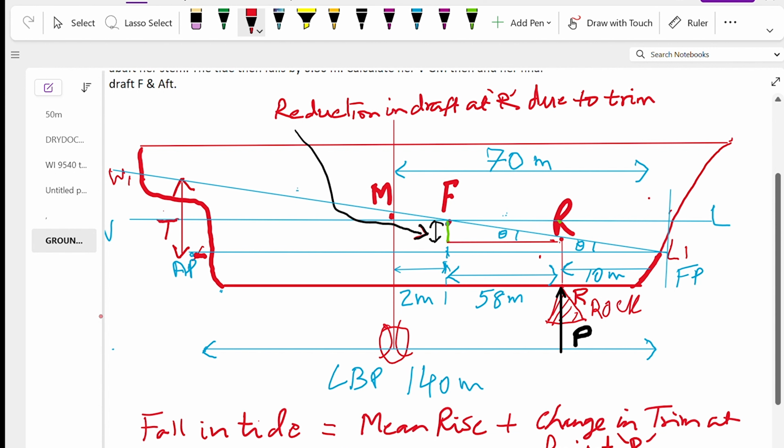And midship half length is 70 meters because total length is 140. So half is 70 meters from midship to forward perpendicular. So center of flotation is 2 meters. Then this is 10 meters. The location of R from forward, remaining is 58 meters.